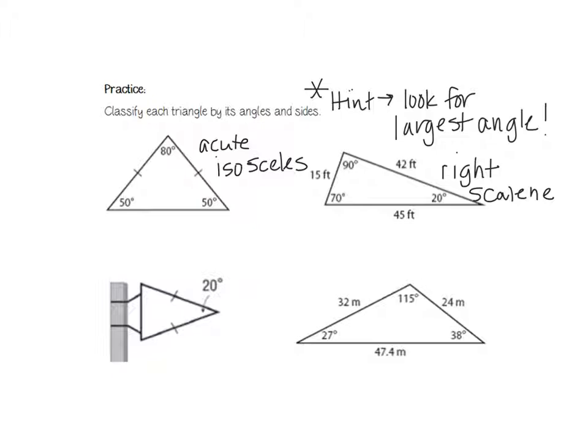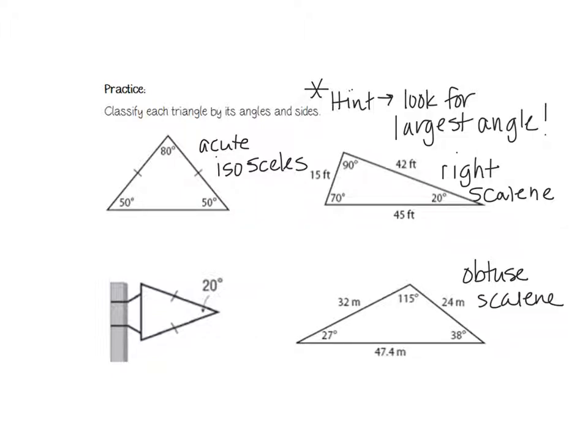I'm going to come down here to the bottom one. I'm going to start with my angles, 27, 38, 115. Well, that's an obtuse angle, so it is an obtuse triangle. When I look at my side lengths, they're all different, so it also is scalene.